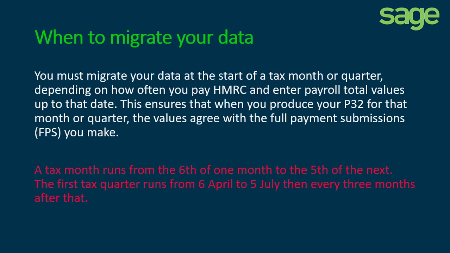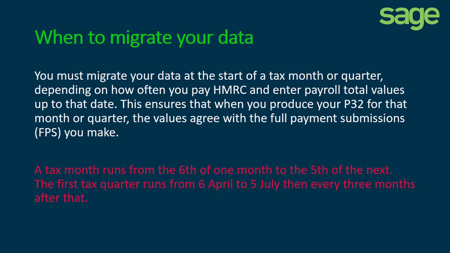So when to migrate your data. You must migrate your data at the start of a tax month or quarter, depending on how often you pay HMRC, and enter payroll total values up to that date. This ensures that when you produce your P32 for that month or quarter, the values agree with your full payment submissions that you make to HMRC. So a tax month runs from the 6th of one month to the 5th of the next. The first tax quarter runs from the 6th of April to the 5th of July, then every 3 months after that.